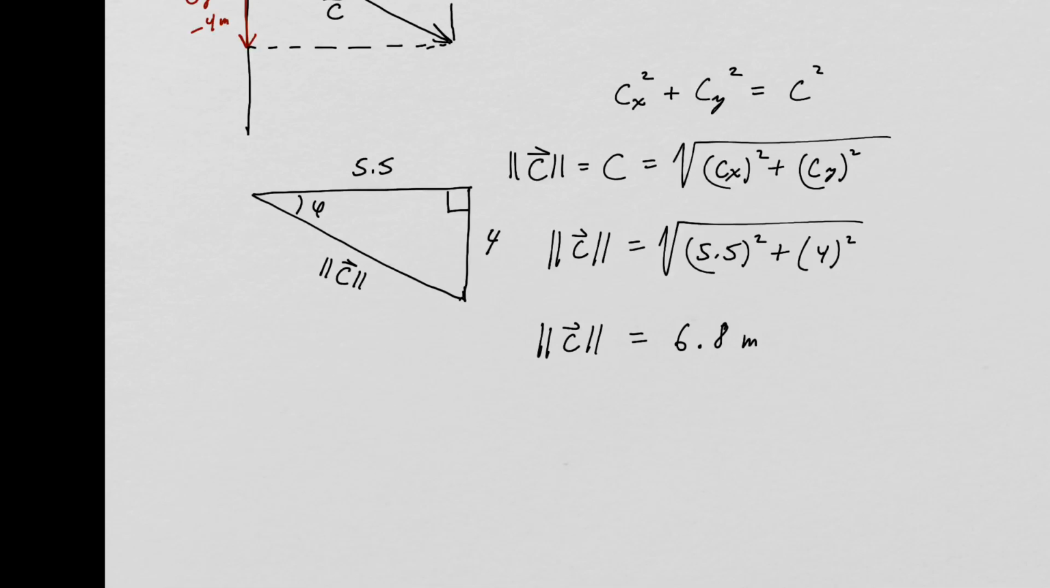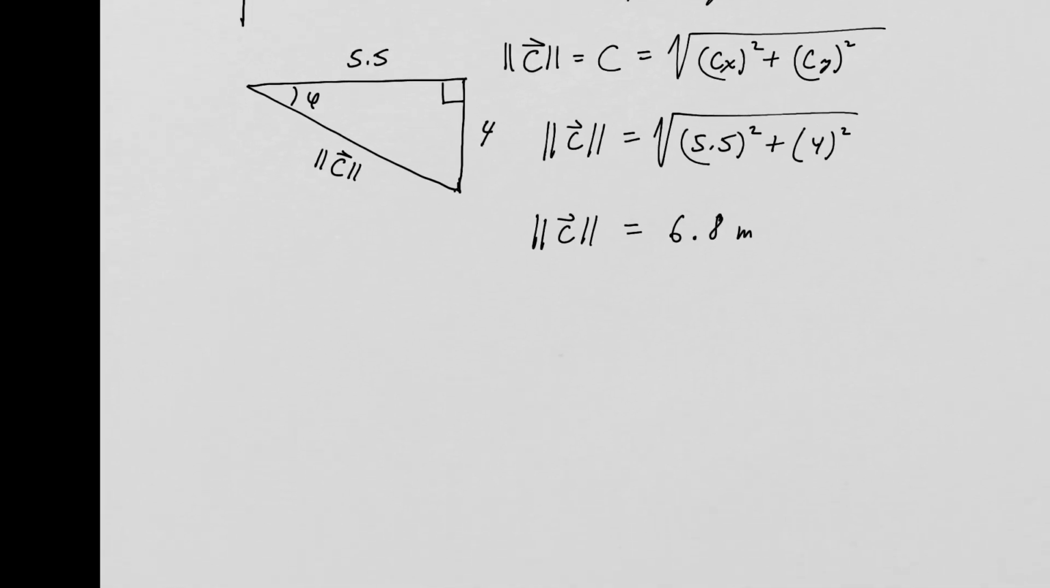Okay, what about the angle phi? Let's find phi first, and then we'll go back later and get theta. So phi, well, I could use any of my trig functions now because I know the hypotenuse, but let me use the original values that I had. So how does this side 4 relate to phi? It's opposite. And how does the 5.5 relate to phi? It's adjacent. So if I use tangent, I know that tangent of phi is equal to opposite 4 divided by adjacent 5.5.